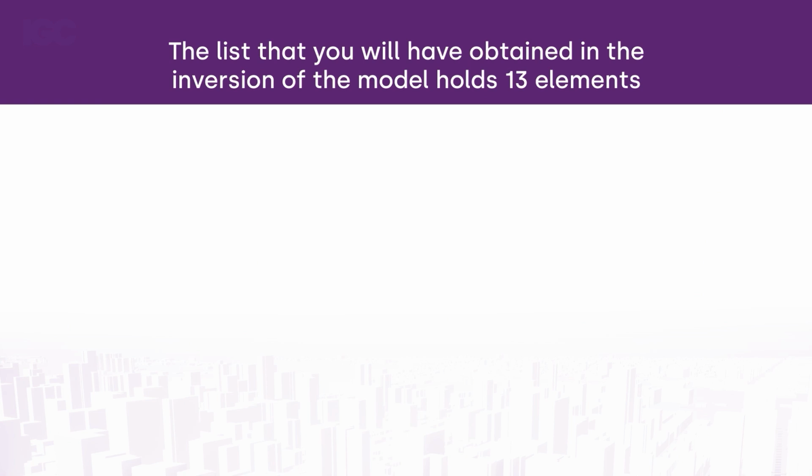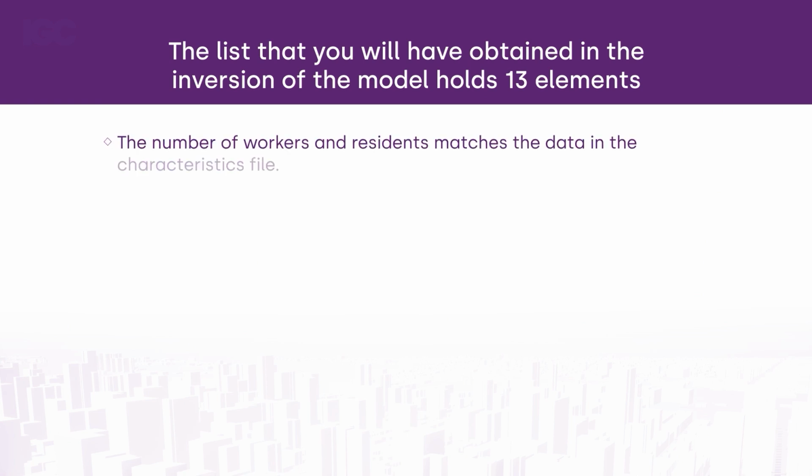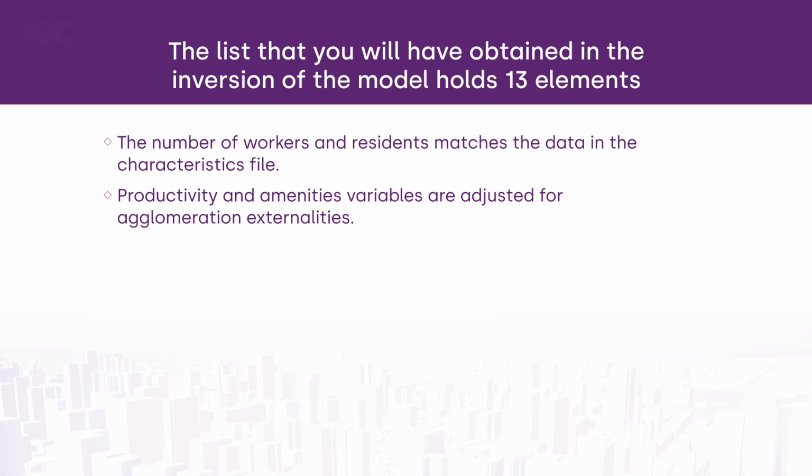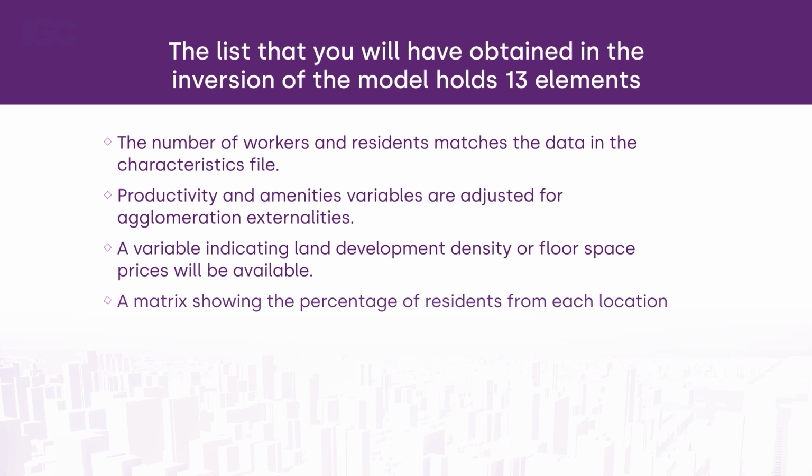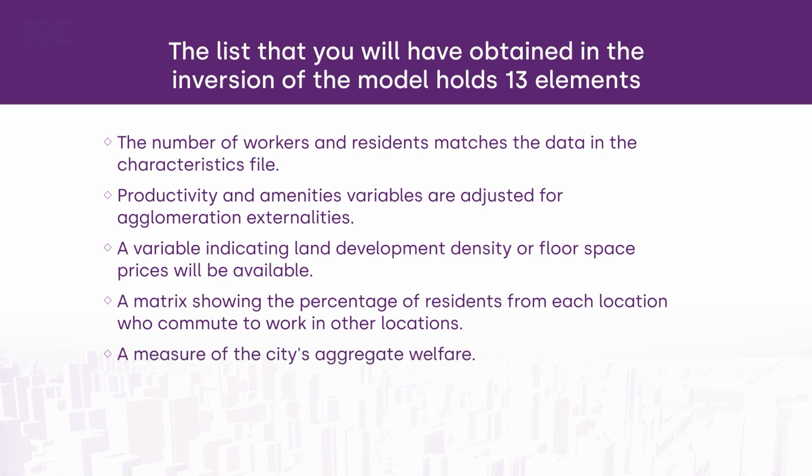The list that you will have obtained in the inversion of the model holds 13 elements, like the number of workers and residents, which match the data in the initial file of characteristics. You will have the productivity and amenities variables, and these will be adjusted for the agglomeration externalities, and a variable indicating land development density or floor space prices. There will also be a matrix showing the percentage of residents from each location who commute to work in other locations. And most importantly, you will have a measure of the city's aggregate welfare.